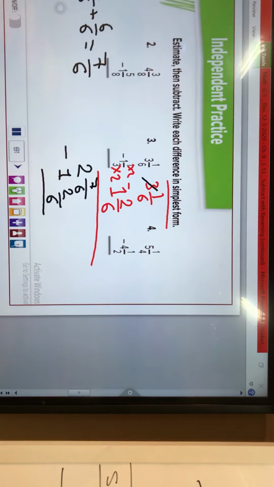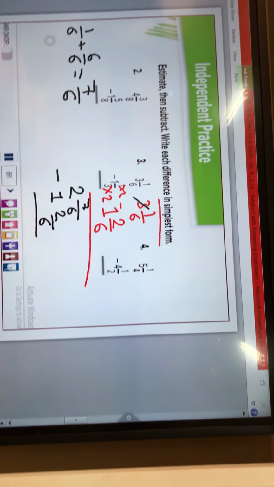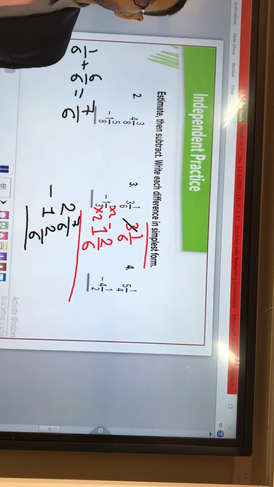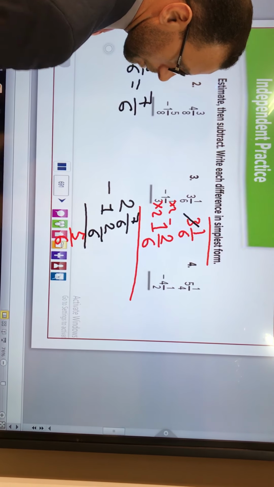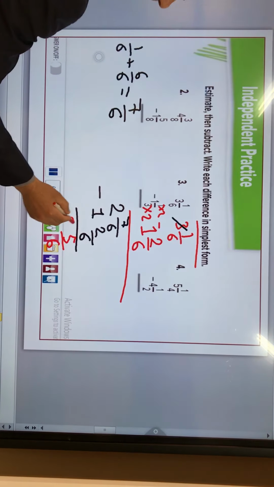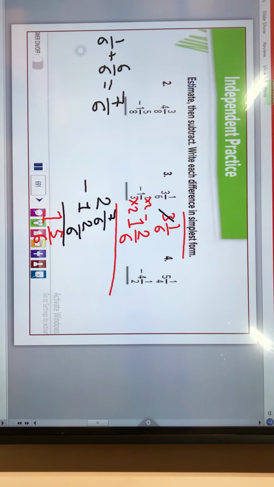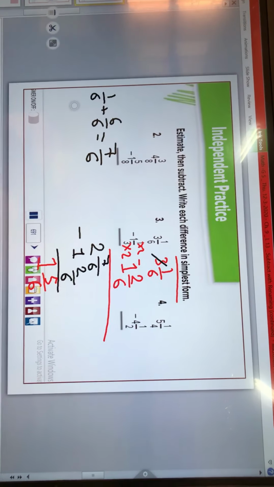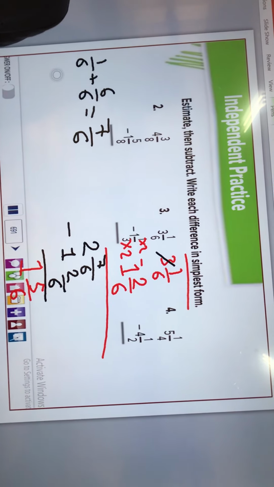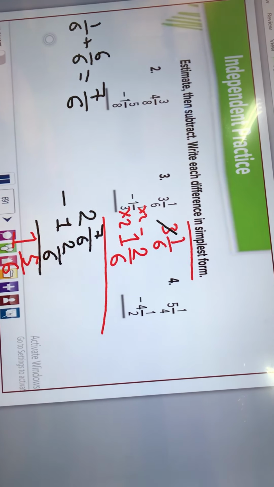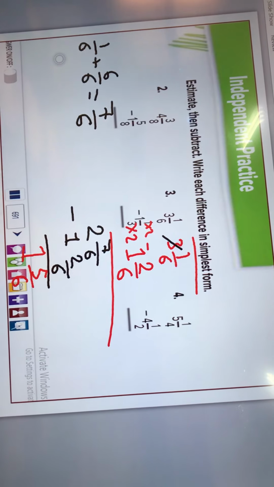Who can answer this? 7 out of 6 minus 2 out of 6. 7 minus 2 equals, yes, 5 out of 6, same denominator, and 2 minus 1 is 1. Is it in simplest form? Yes, it's in simplest form because there is no common factor between 5 and 6. Is it clear, guys? Okay?